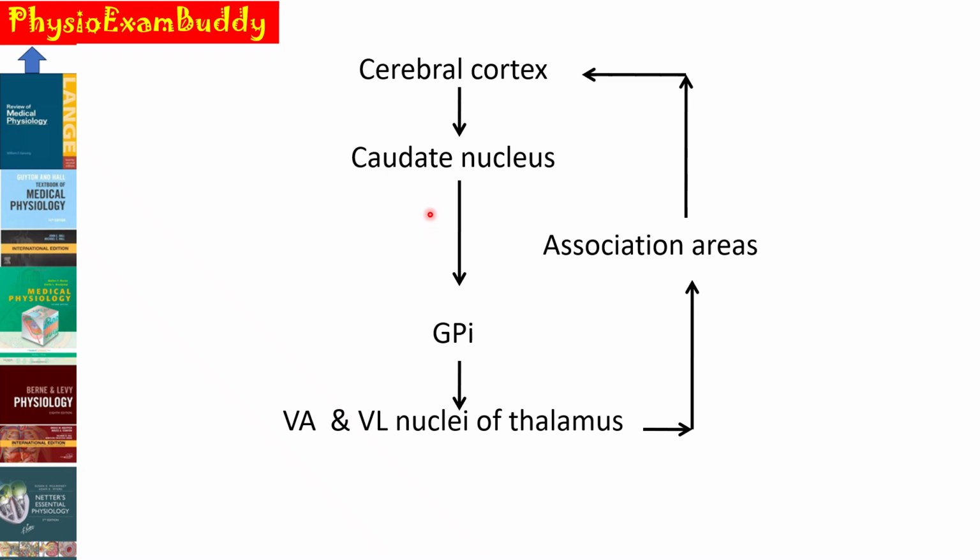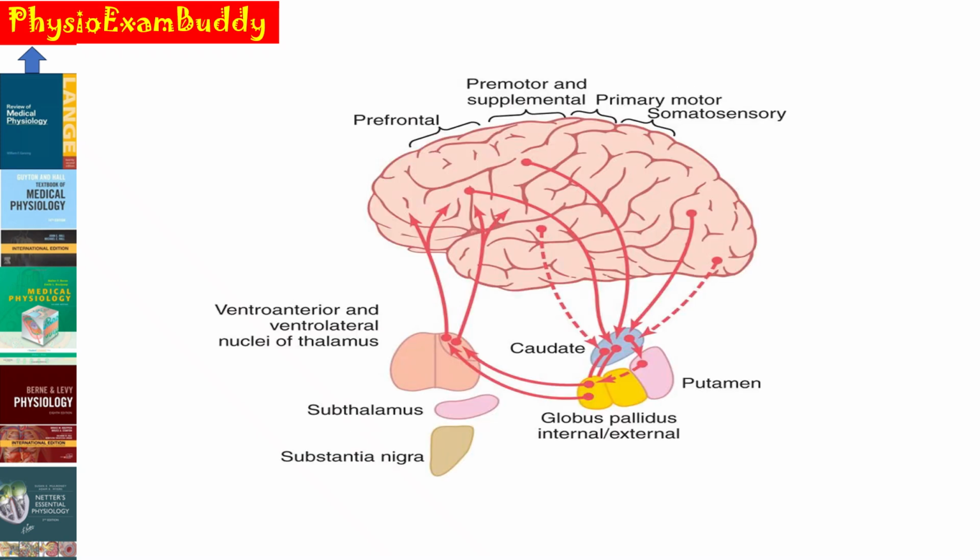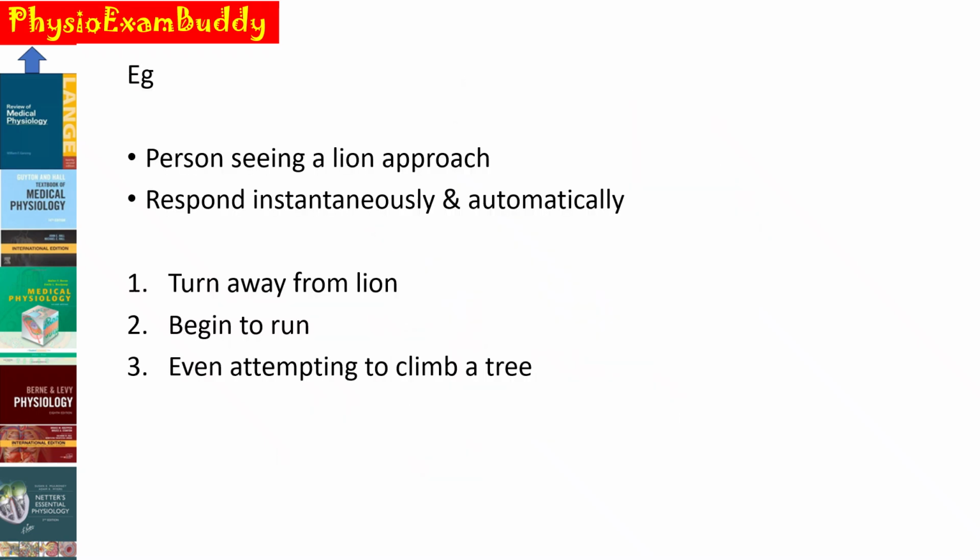So the caudate circuit includes fibers from the caudate nucleus sending directly to the internal segment of the globus pallidus, from there into the ventro-anterior as well as ventrolateral nuclei of the thalamus, and from the thalamus the fibers pass through the association areas of the cerebral cortex, finally into the cerebral cortex. So the fibers from the cerebral cortex reach the caudate nucleus, and from the caudate nucleus the fibers go into the internal segment of the globus pallidus, and from there into the thalamus, and from the thalamus back into the association areas of the cerebral cortex.